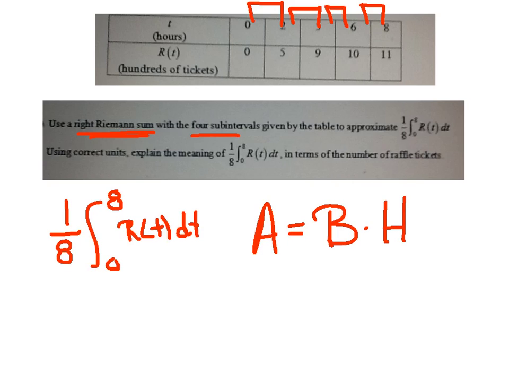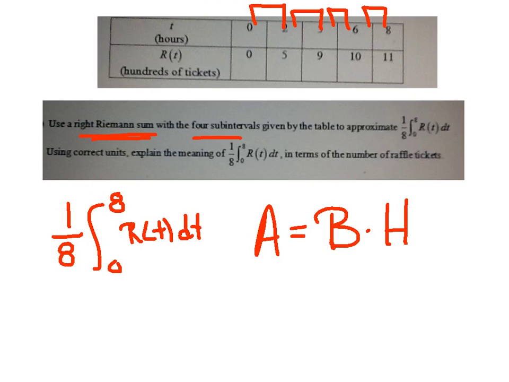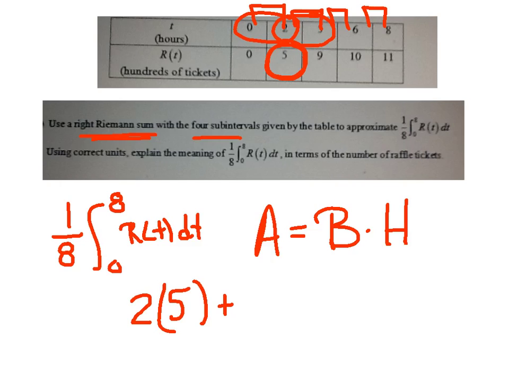And every one looks like it has a different base. So I'm going to start with my first section. The base here from 0 to 2 is 2. And I care about the height on the right. So if I look in this section, the height on the right is 5. Plus, my next section goes from 2 to 5. That means it has a base of 3.